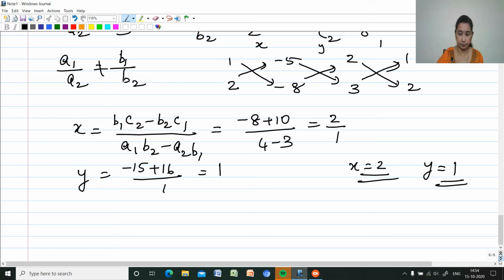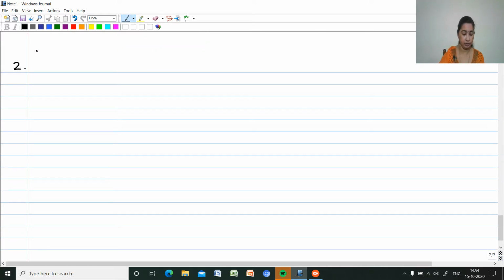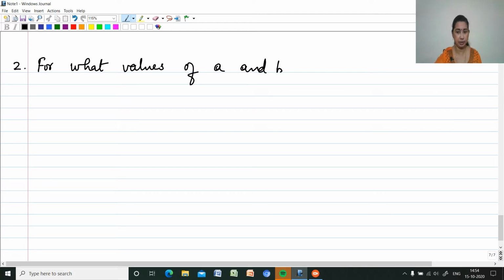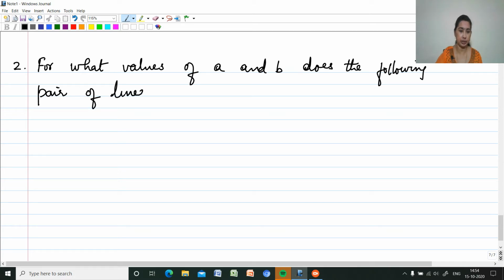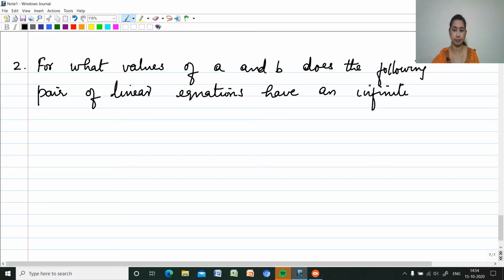Now question number 2. For what values of a and b does the following pair of linear equations have an infinite number of solutions?